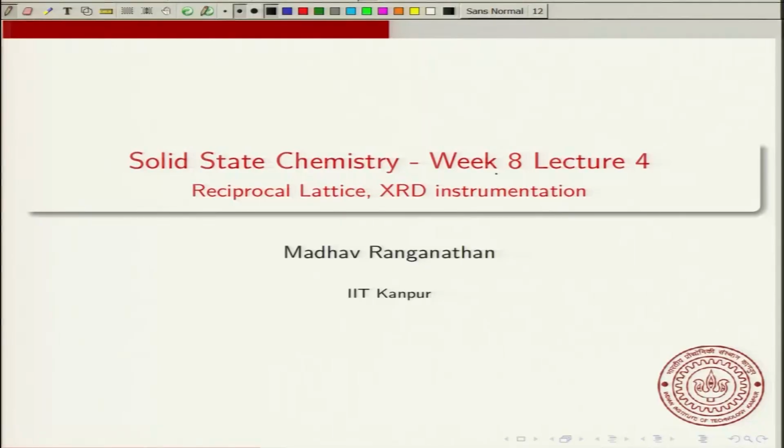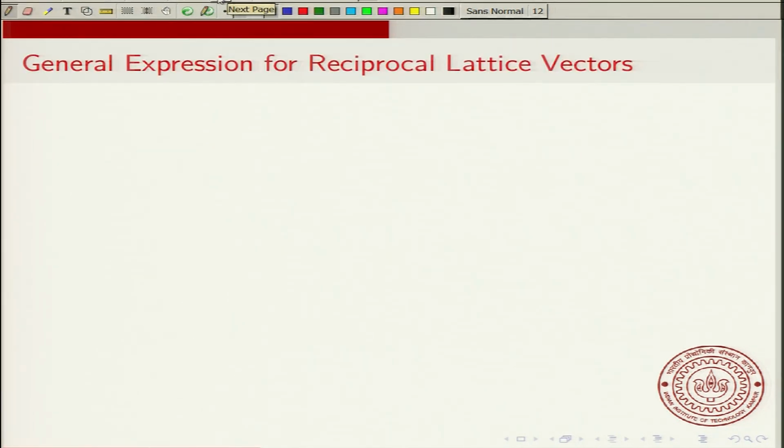So, we have already learnt about the Bragg scattering law, which tells you the condition for constructive interference of X-ray scattering of some sample. Now we want to put this to use in the form of an instrument, and that is what we will do when we see the X-ray diffractometer. So, week 8 lecture 4 we are going to talk about reciprocal lattice and XRD instrumentation. XRD stands for X-ray diffractometer or X-ray diffraction.